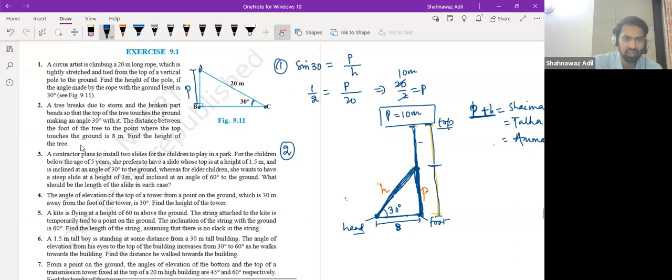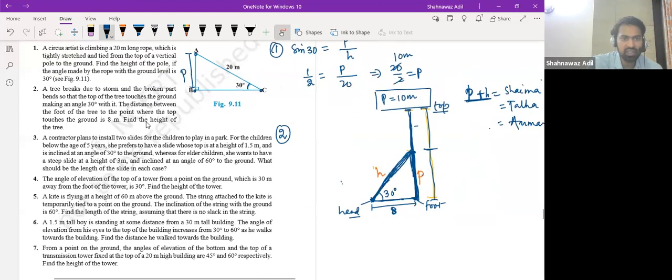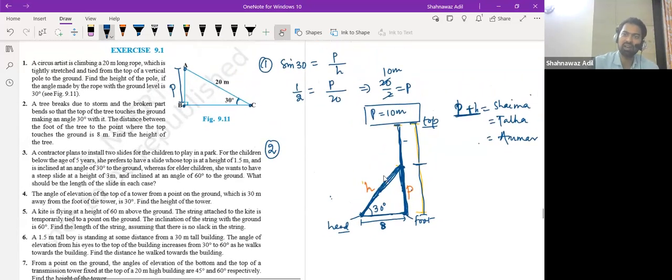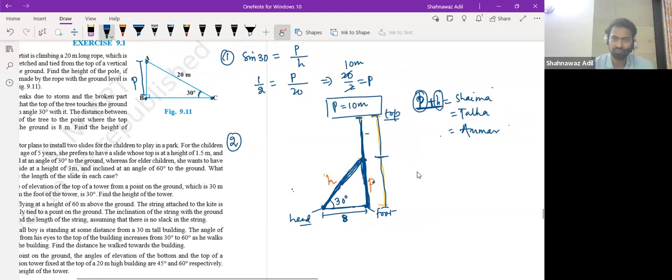Find the height of the tree. It is not saying to find the height of the broken part of it. They're asking to find the height of it. Which means that we have to find out this P as well as this hypotenuse. So first, what relates the perpendicular and base? What relates perpendicular and base, guys?